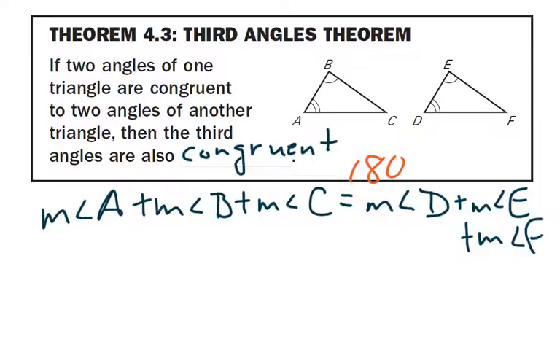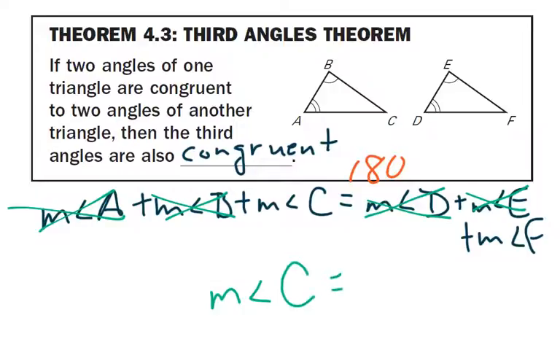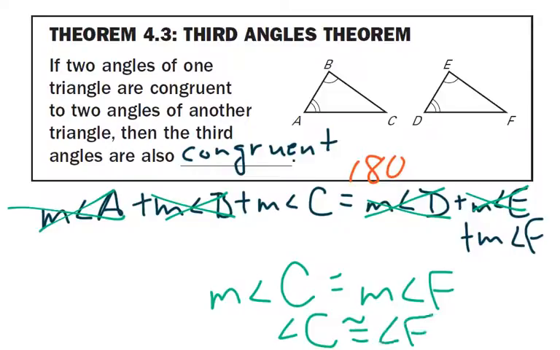The measure of angle D plus measure of angle E plus measure of angle F equals 180. We can subtract A and D because they are congruent. We can subtract measure of angle B and measure of angle E because they are congruent. That leaves us with the third angles having the same measurement. So the third angles are congruent. All right, so that's the third angles theorem.